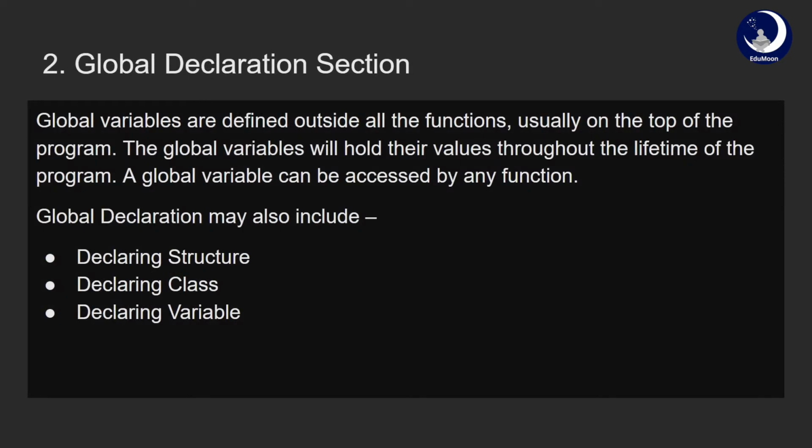The global declaration section. The global declaration section contains all the global variables, classes and structures that are defined throughout the program. Global variables are defined outside all the functions, usually on the top of the program. The global variables will hold their values throughout the lifetime of the program. A global variable can be accessed by any function. And also we can see that the global declaration may also include declaring structures, declaring classes and declaring variables.